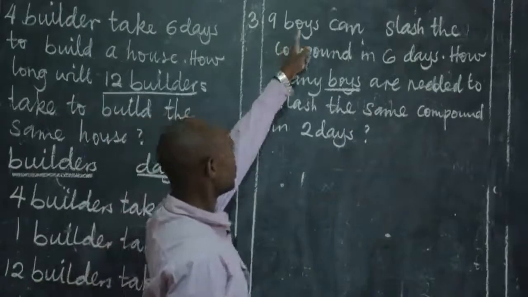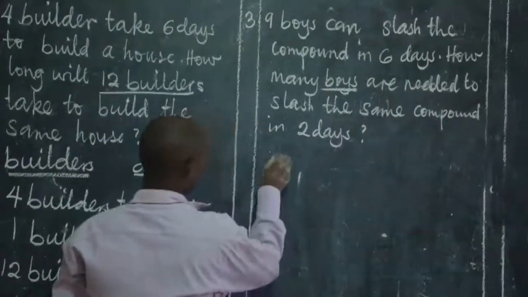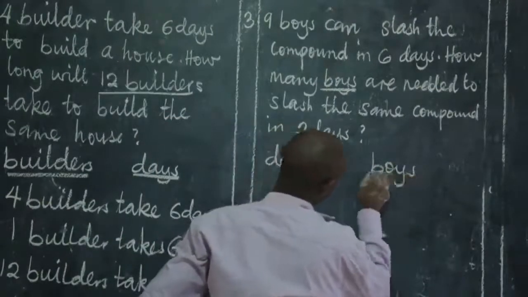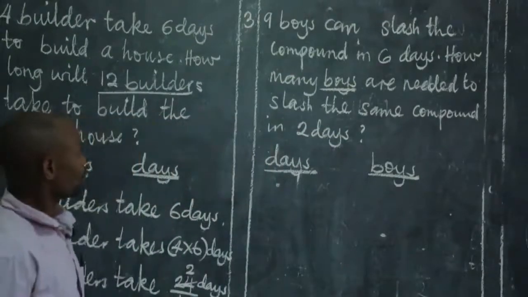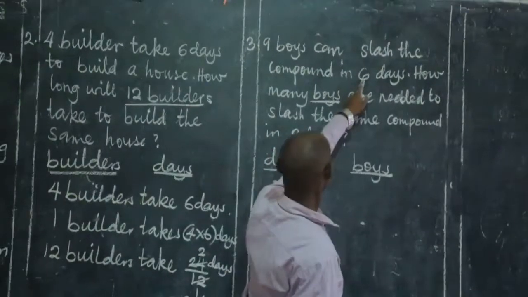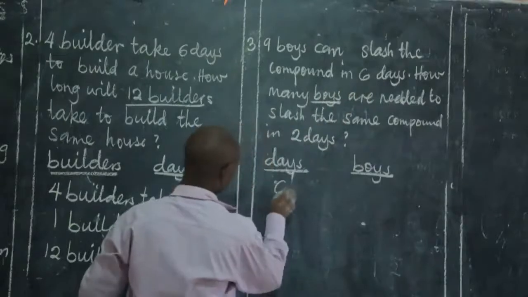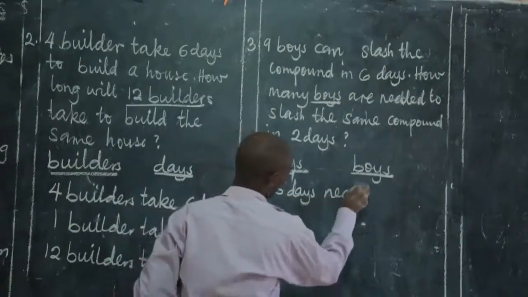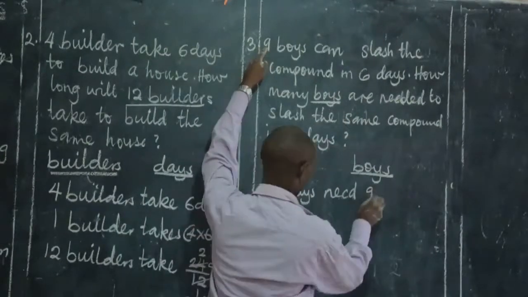So instead of beginning with the boys, this time we shall begin with days. So we shall say days, then boys. Why do I write boys last? Because we are looking for number of boys. So, how many days? We have said 6 days. 9 boys can slash the compound in 6 days. So we say 6 days need how many boys? 9 boys.